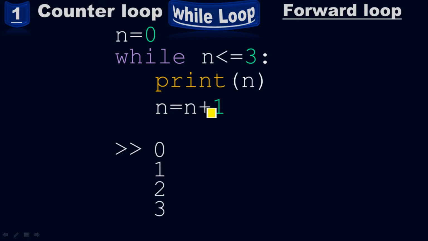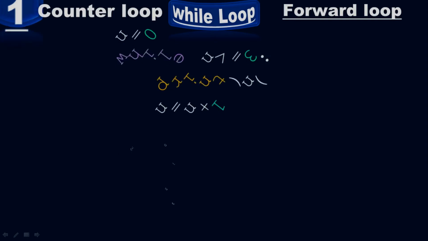If you put negative here, it will be the backward loop. But since we are talking about the forward counter loop, therefore we're going to use n plus 1. But make sure you don't get confused in this part. Whether you put n is less than 4 or n is less than or equal to 3, it is absolutely one thing. You'll get the same output. There won't be any difference in the output.